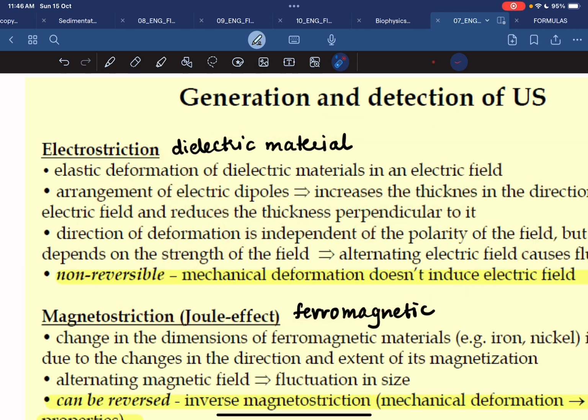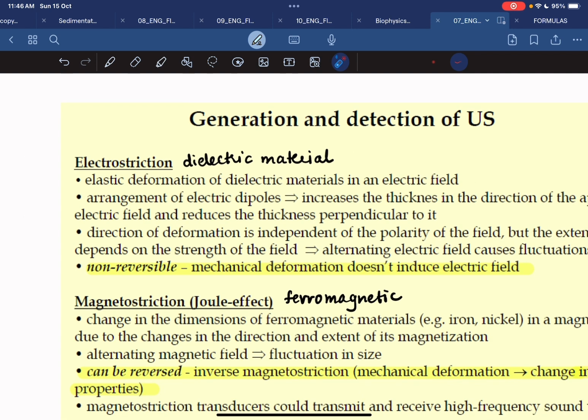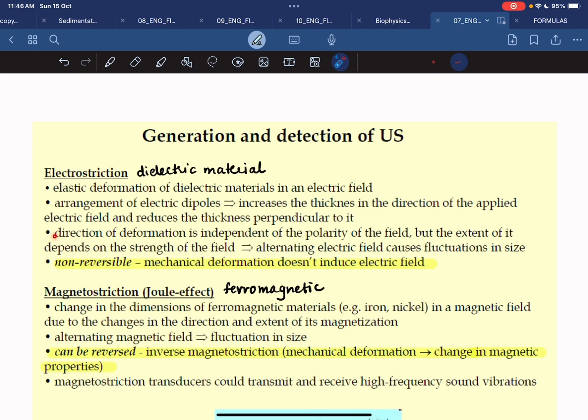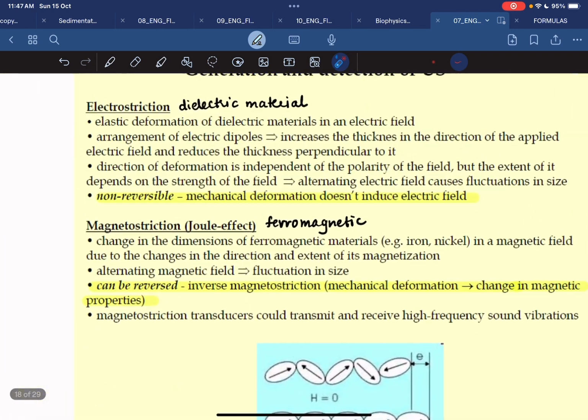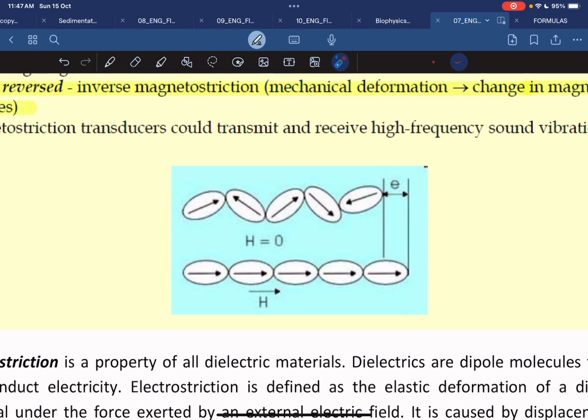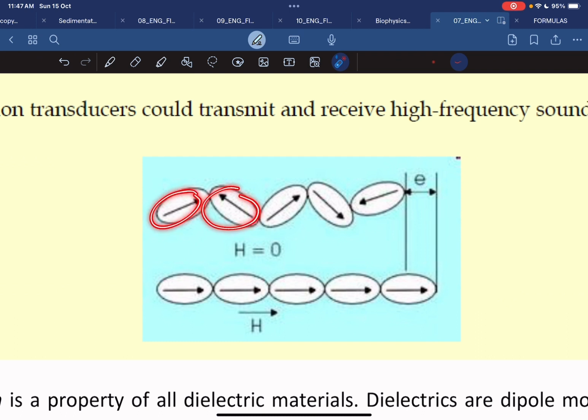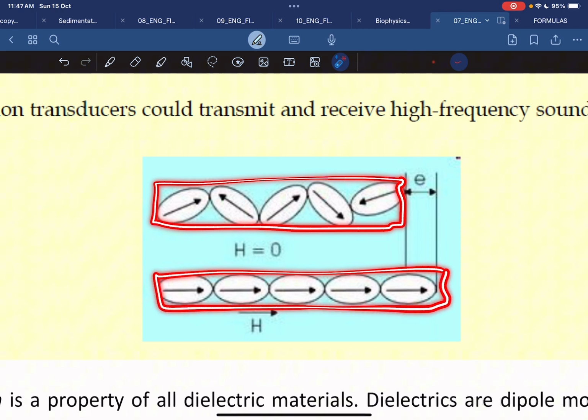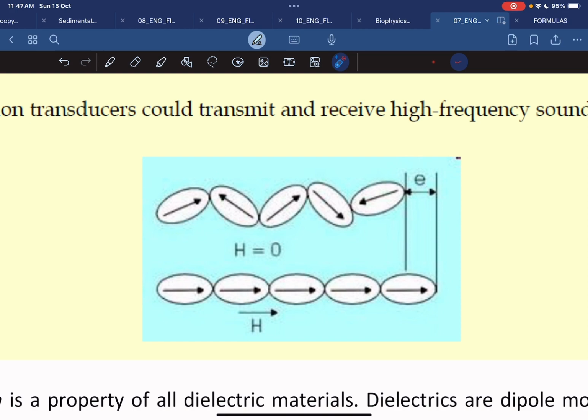Now, elastic deformation of a dielectric material in an electric field: the arrangement of the electric dipoles increases the thickness in the direction of the applied electric field and reduces the thickness perpendicular to it. As you can see over here, when you align the dipoles like this, this is the material. See how it has increased in length?